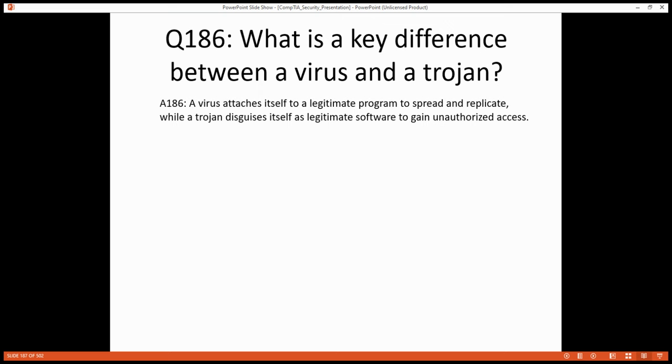Q186. What is a key difference between a virus and a Trojan? A186. A virus attaches itself to a legitimate program to spread and replicate, while a Trojan disguises itself as legitimate software to gain unauthorized access.